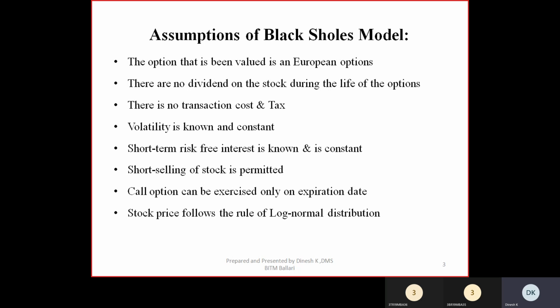That is the first assumption. And the Black-Scholes model is not applicable for American options. Okay, that is the first assumption.